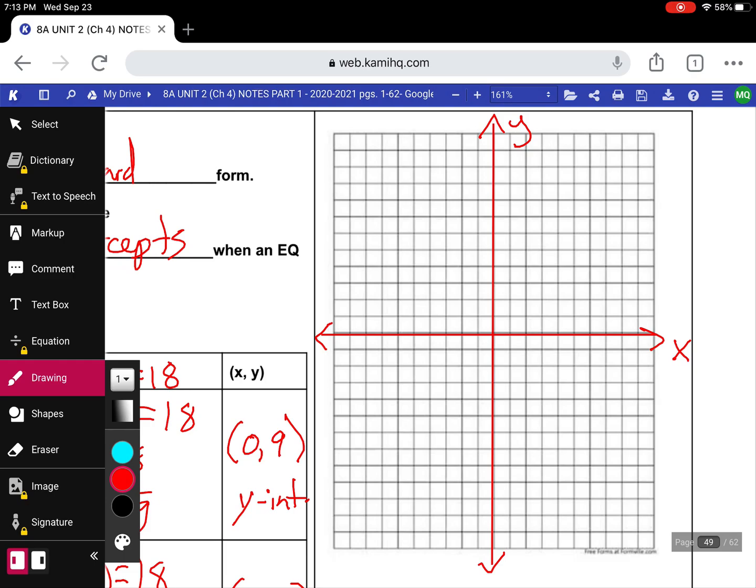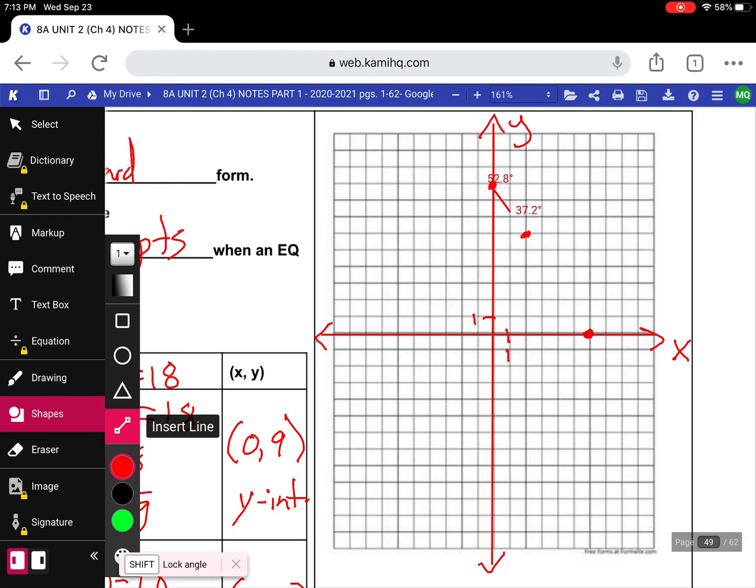Let's see, I have 0, 9, 6, 0, 2, 6. I should be able to go up and over by ones, okay? And now I just plot my points. I have 0, 9. Let's see, 1, 2, 3, 4, 5, 6, 7, 8, 9. I'm right here. Okay, I have 6, 0. I'm over here. And then what was my last point? 2, 6. 2, 3, 4, 5, 6. Okay, so I've got my points all set up. I'm going to connect them.